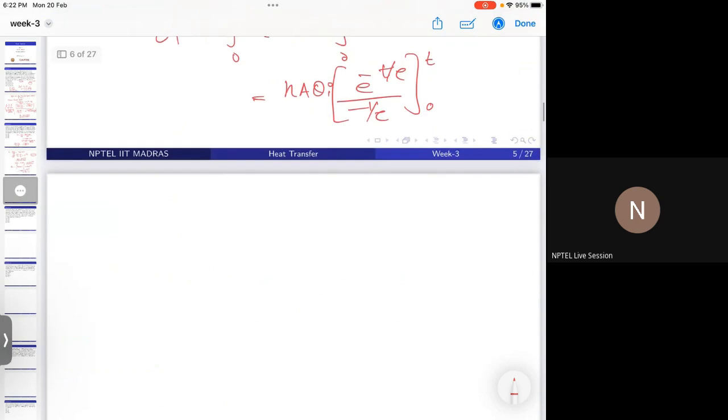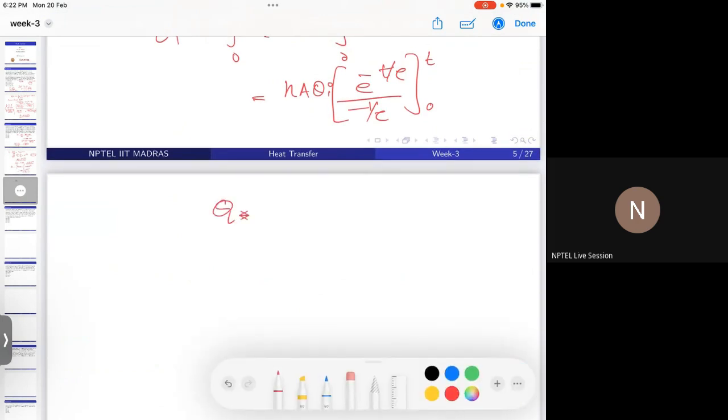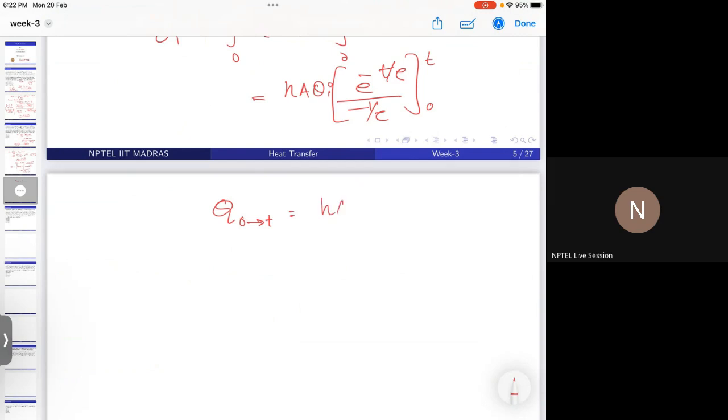So the total heat transfer from 0 to t is equal to h a theta I times tau times 1 minus e raised to minus T by tau. Okay, this is the one, if you put the limits.